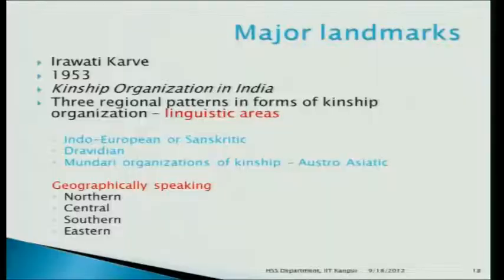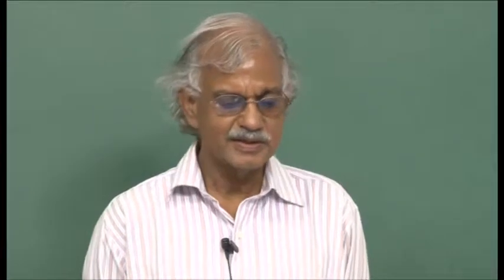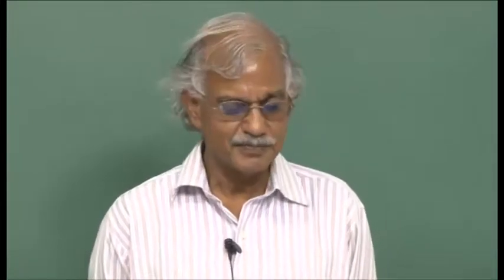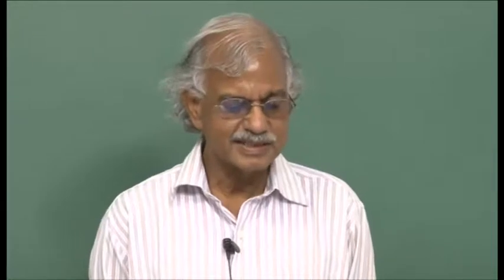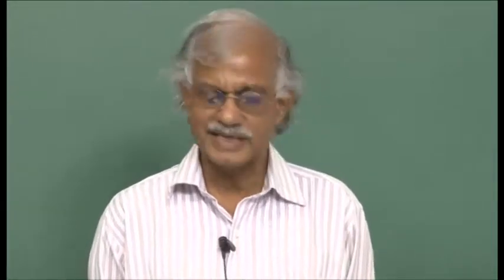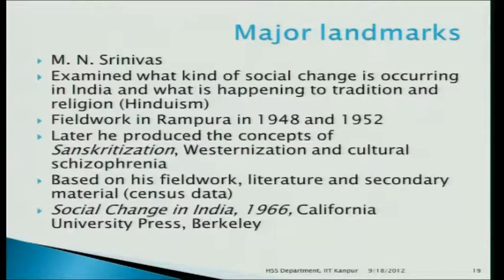Now, among the major landmarks of Indian demography and Indian ethnography, Iravati Karve in 1953 wrote the book Kinship Organization in India, and for the first time she showed that in India there are three major linguistic groups: Indo-European or Sanskritic, Dravidian, and Mundari or Austro-Asiatic, in Bihar, Bengal and the Northeast. Accordingly, there are three different kinship patterns in India. Geographically speaking, she said that there are differences between the northern pattern, central pattern, southern pattern and eastern pattern.